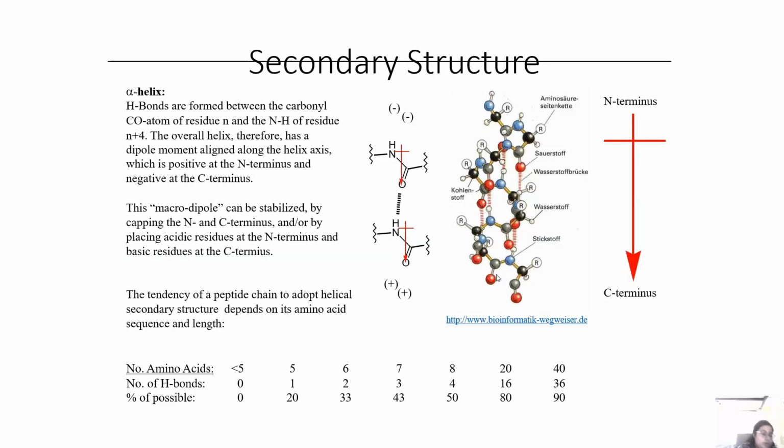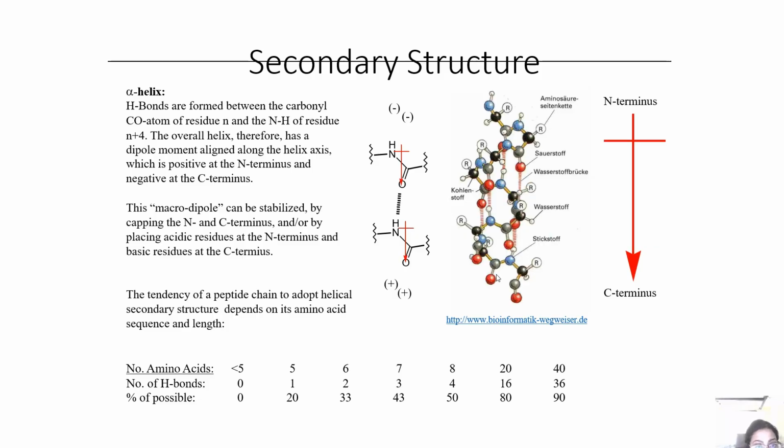We have talked about Ramachandran plot also in a previous class. Now, if we talk about the secondary structures, alpha helix, H bonds are found between the carbonyl CO atom of residue N and NH of residue N plus 4. And the overall helix therefore has the dipole moment aligned along the helix axis, which is positive at the N terminus and negative at the C terminus.